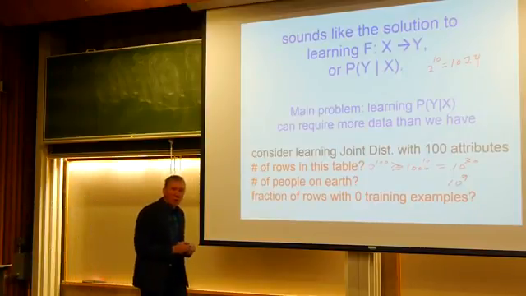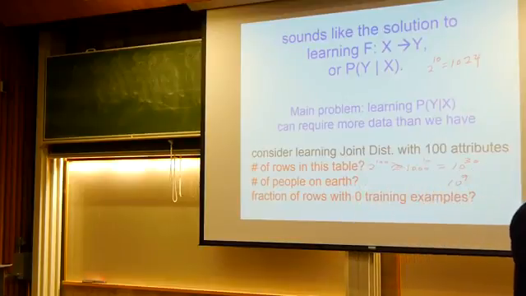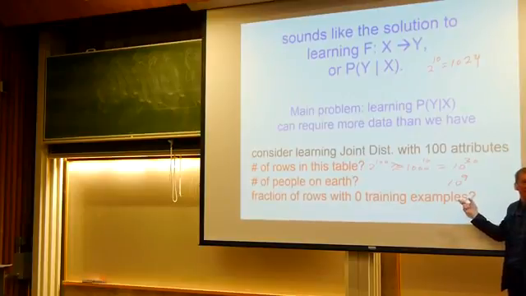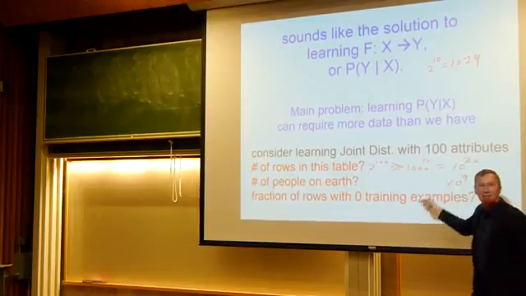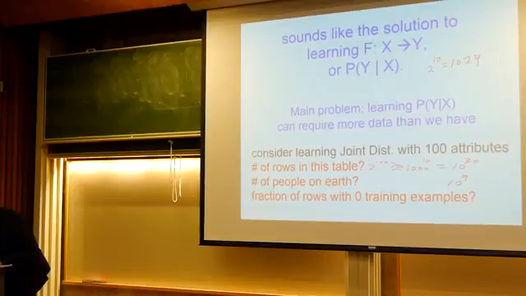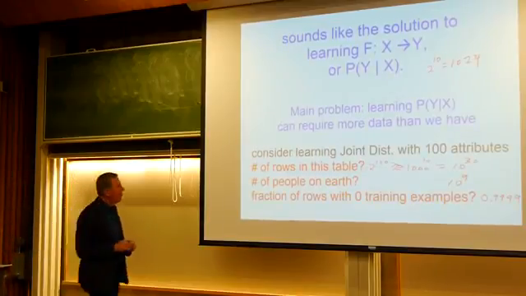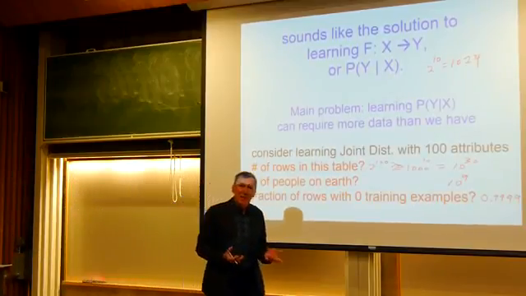Okay, we have more rows in this table, even with just 100 attributes, than there are people on Earth. So even if our database covers everybody, what fraction of the rows in our table are going to have nobody in them? Most. Right? So even though it sounds straightforward, there is a serious problem here, which has to do with data sparsity.